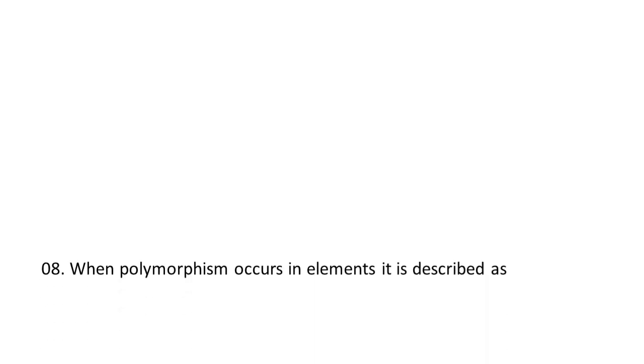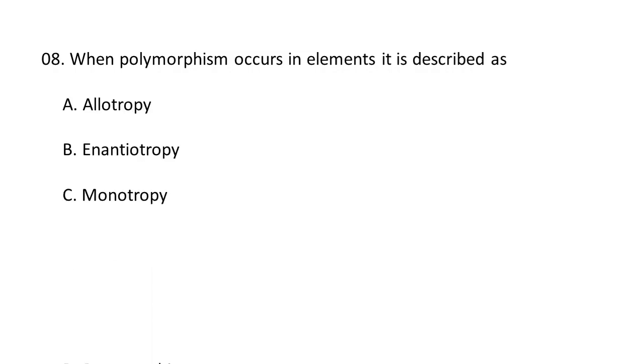Next question. When polymorphism occurs in elements, it is described as A. allotropy, B. enantiotropy, C. monotropy, and D. paramorphism. When polymorphism occurs in elements, it is described as allotropy, the property of some chemical elements to exist in two or more different forms in the same physical state.